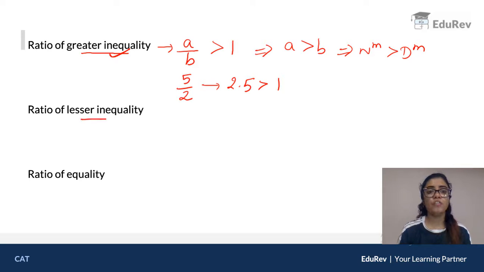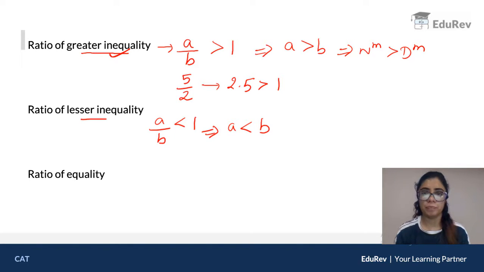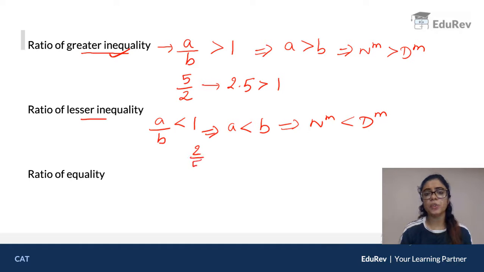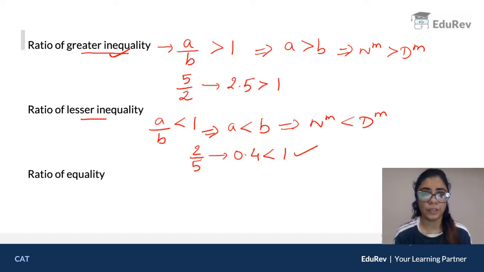Next is ratio of lesser inequality. So if my ratio is A upon B, suppose if this value is less than 1, it is said to be a ratio of lesser inequality. So again, if I take B on the other side, so that will be A is less than B, which will also mean your numerator is less than your denominator. Okay? So whenever numerator is less than denominator, it is a ratio of lesser inequality. So for example, if my ratio is, let's say, 2/5. 2/5 is 0.4, which is less than 1. Okay? So it is a ratio of lesser inequality.